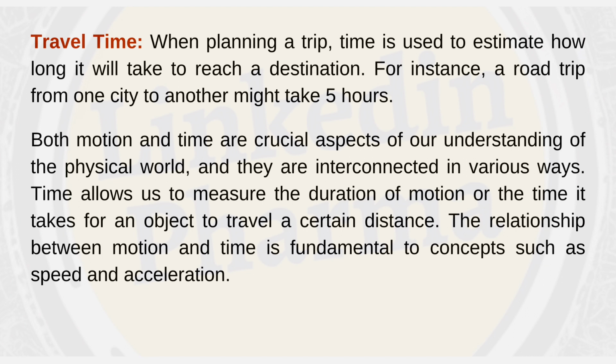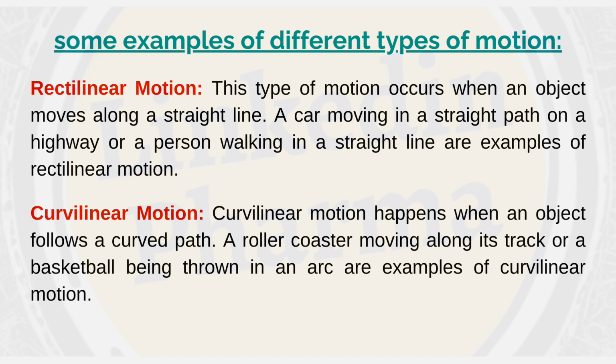Both motion and time are crucial aspects of our understanding of the physical world, and they are interconnected in various ways. Time allows us to measure the duration of motion or the time it takes for an object to travel a certain distance. The relationship between motion and time is fundamental to concepts such as speed and acceleration. Some examples of different types of motion.